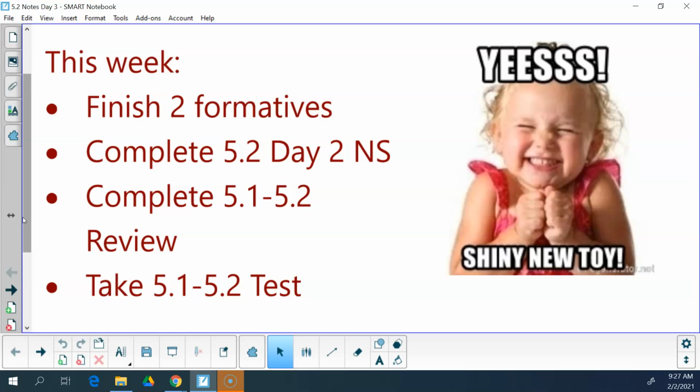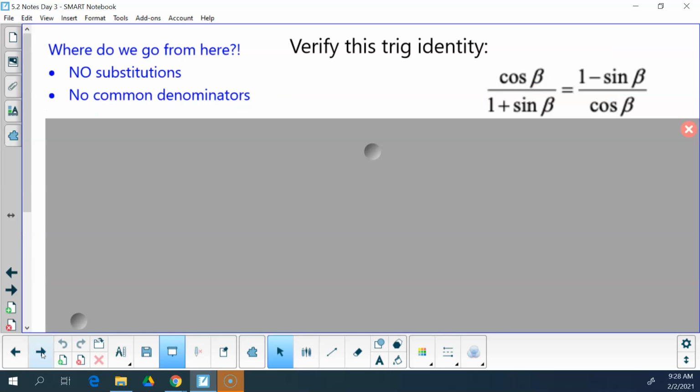Then I'm going to give you some time towards the end of class to complete the 5.1, 5.2 review, or to start it, I should say, because then tomorrow we're going to focus on that review, and then Thursday, Friday, Saturday, Sunday is going to be your 5.1, 5.2 summative. So that's kind of the schedule for this week.